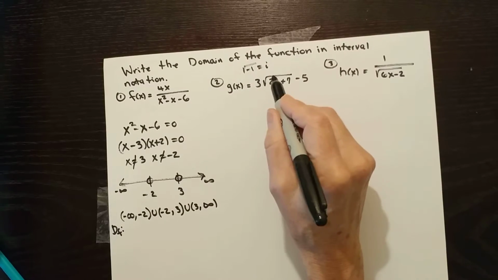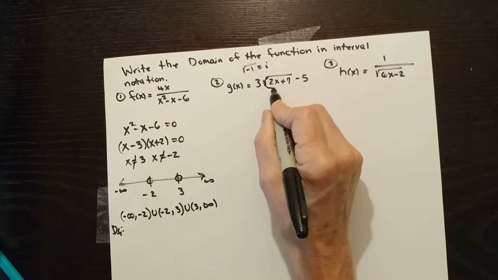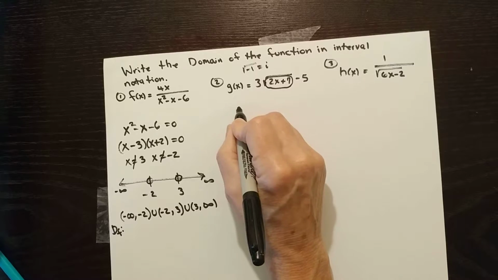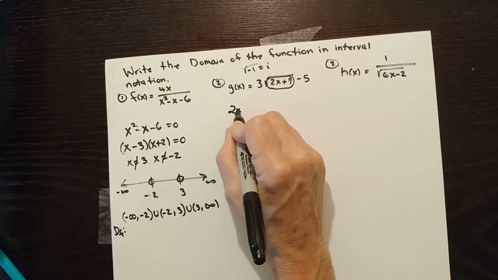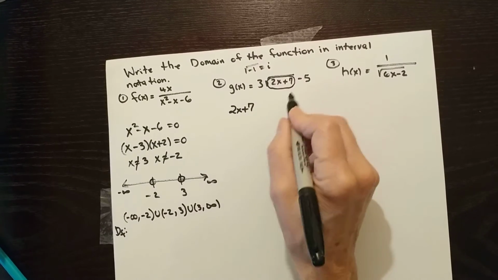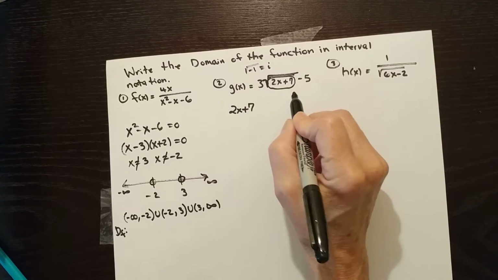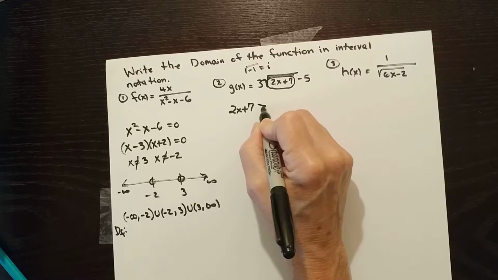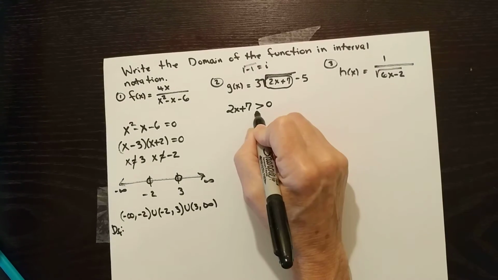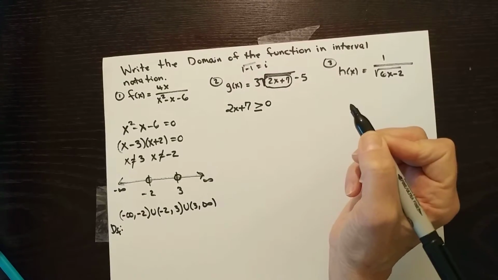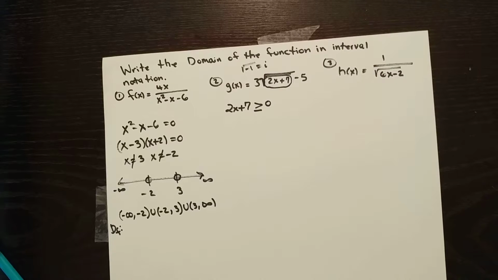So what you do is you take whatever happens to be under the square root. In this case it is 2x plus 7, and you must tell this quantity, hey, you're not allowed to be negative. You can be positive, which means greater than 0, and you can even equal 0. That would be okay. So you set up this inequality and solve for x, and that basically tells you all the x's that are allowed into this function.